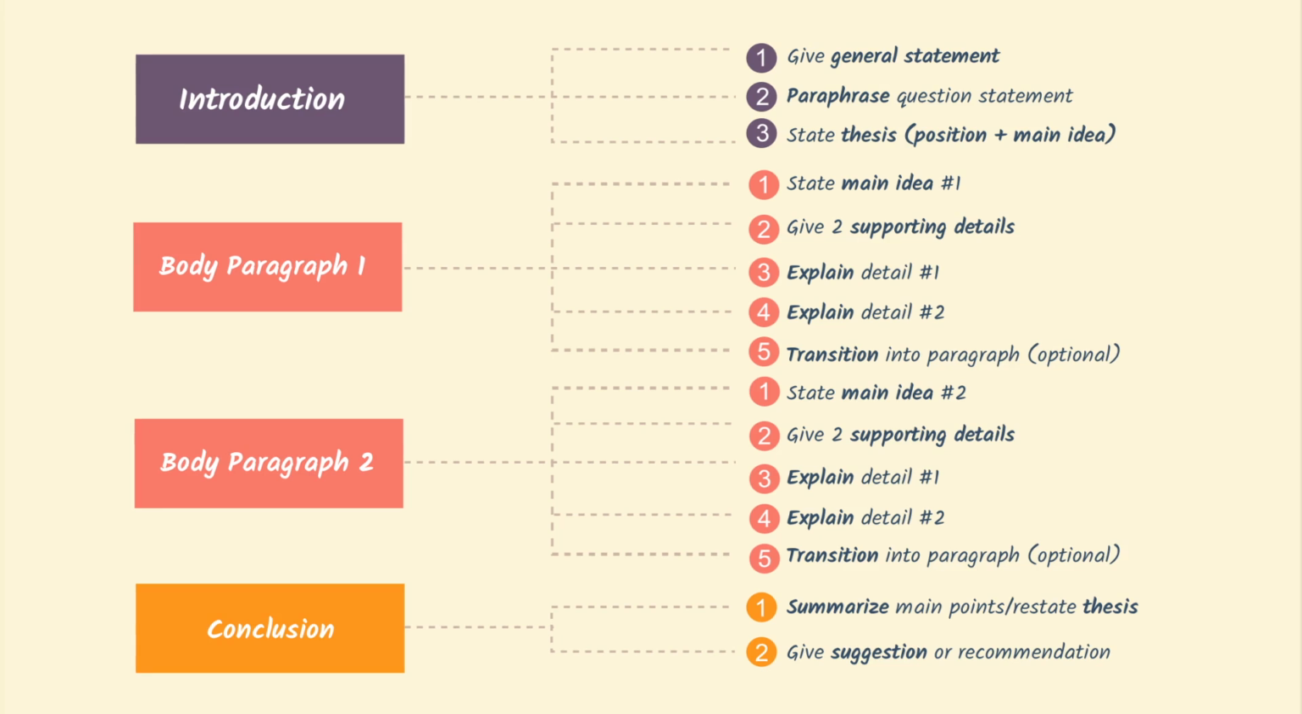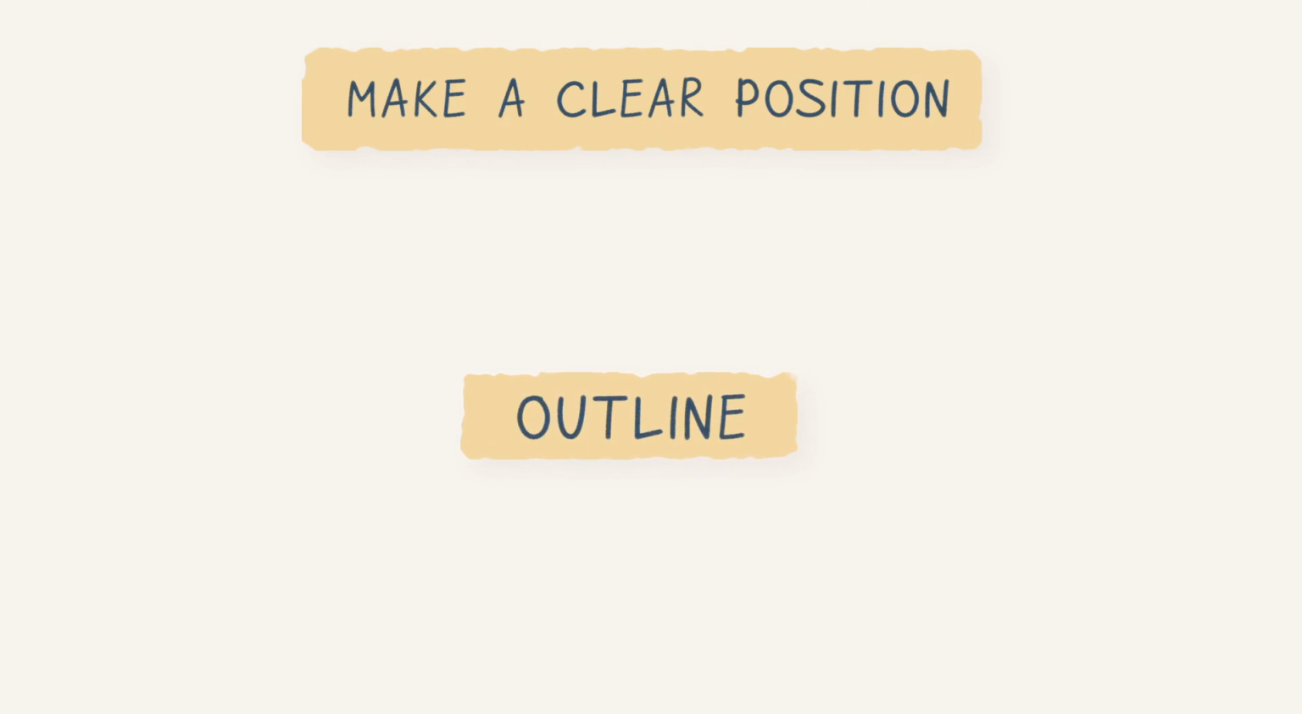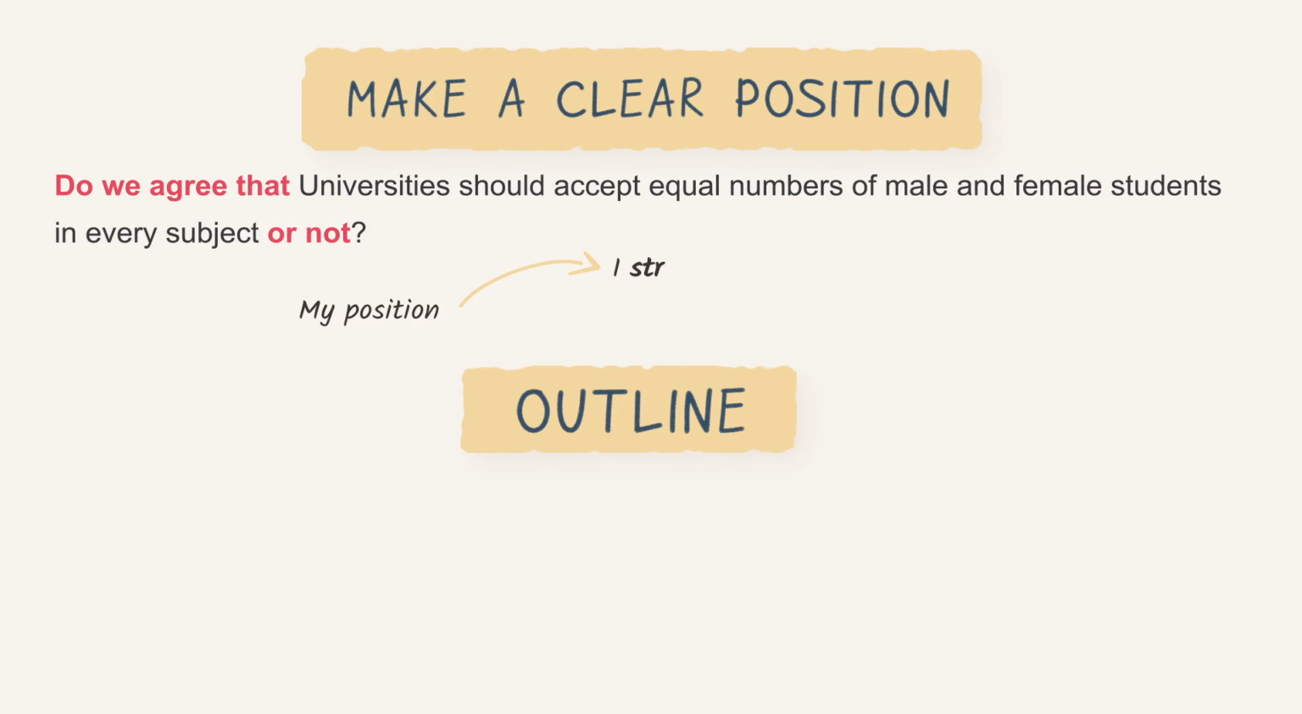So after reading the question, the main thing that we'll do is write our outline. First of all, before writing our outline, we should make a clear position or opinion. Which side do we agree or disagree with? So do we agree that universities should accept equal numbers of male and female students in every subject or not? My position is that I strongly disagree. It is not a kind of partly agree or disagree with the question, all right? I strongly disagree with this question. And I'm going to write my outline.